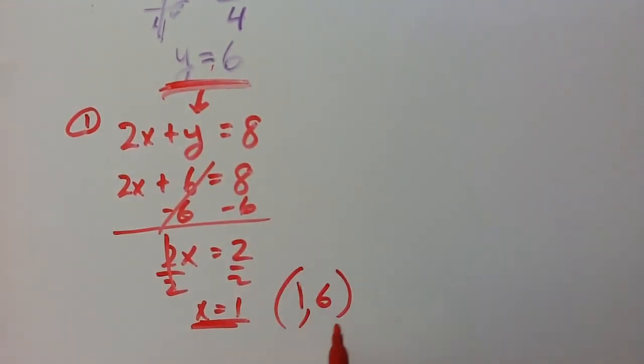So 1 comma 6, and ordered pairs are always put in parentheses. So 1 comma 6 is my solution for 1a. Okay, let's go to example 1b.